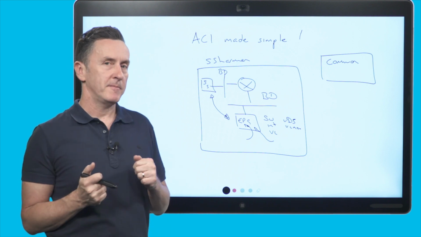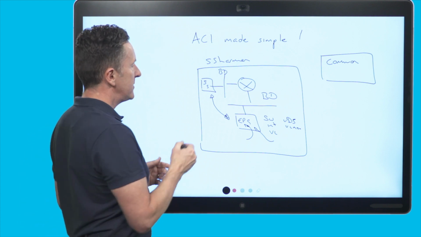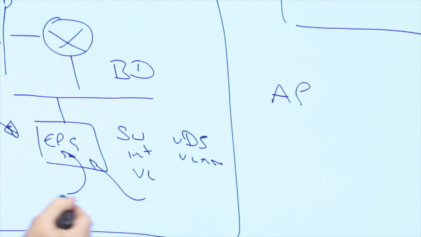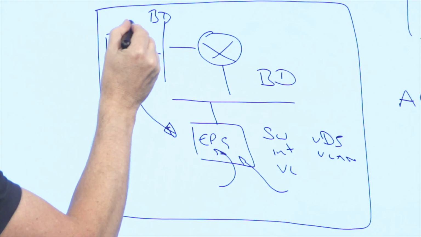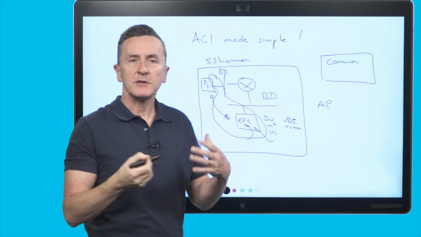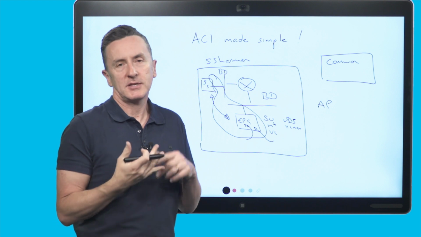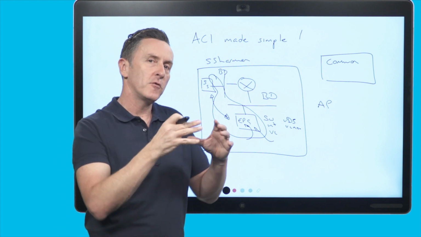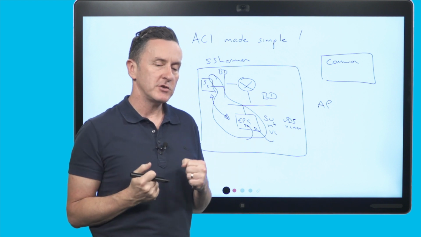And there's one missing bit, one missing piece of the puzzle. And the missing piece of the puzzle is what's known as an application profile. So an application profile is basically a collection of these EPGs. So all of these EPGs form the application. So it could be Steve's app, and I've got a web tier, an app tier, and a database tier. But these form the application.